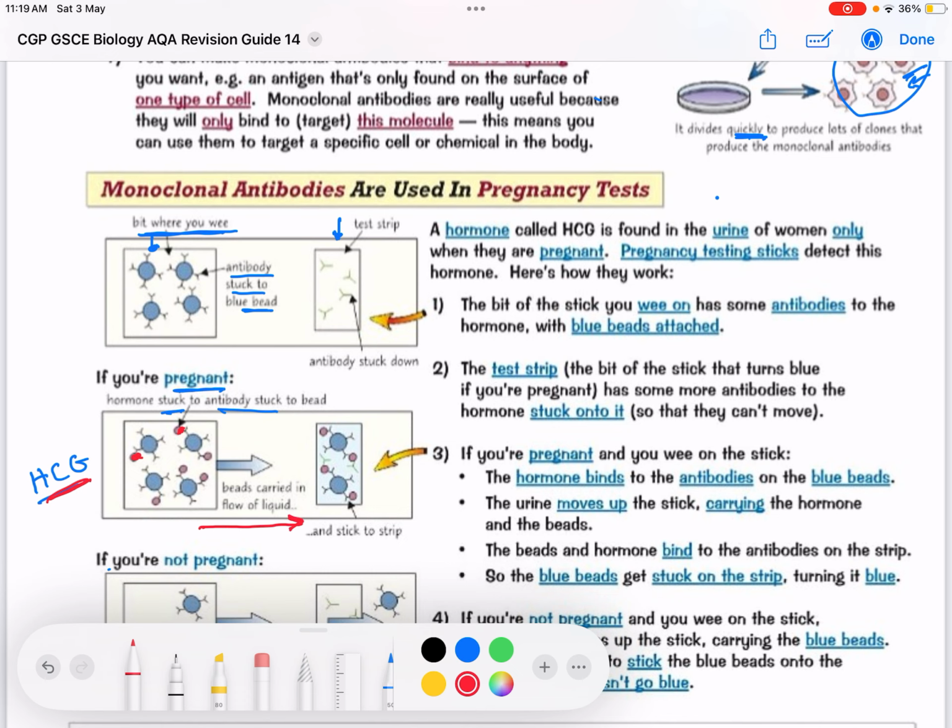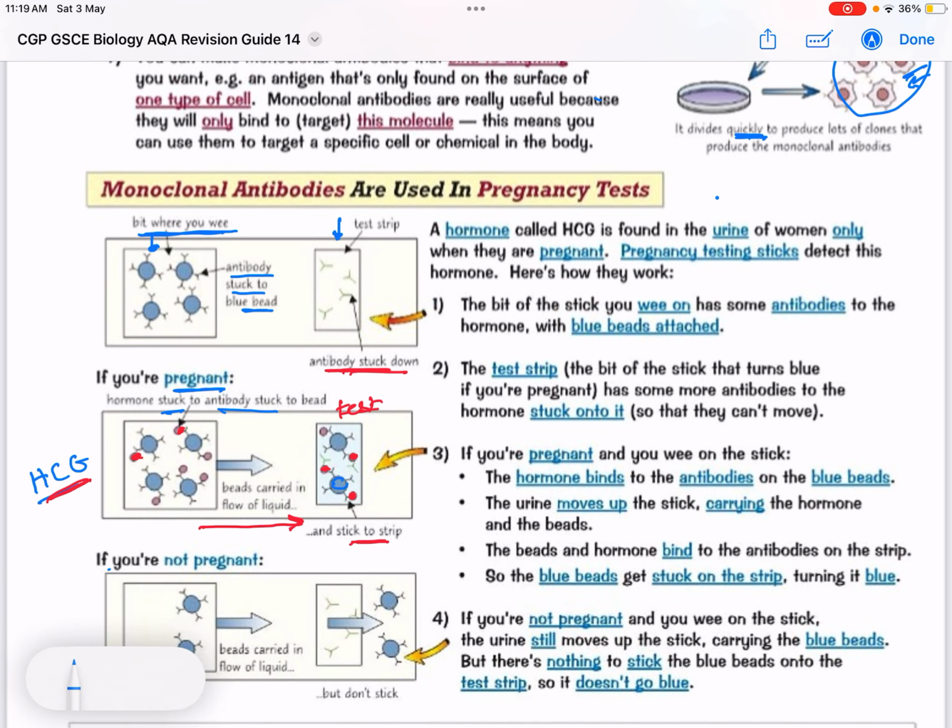So the pee will move on until it reaches the test strip. The test strip contains antibodies that are immobilized, unmovable. So these are antibodies stuck down here on the test strip. These antibodies will immobilize the blue beads only if there's HCG available, because the HCG will bind to the immobilized antibody. With these blue beads, this will immobilize the blue beads here on the test strip region.